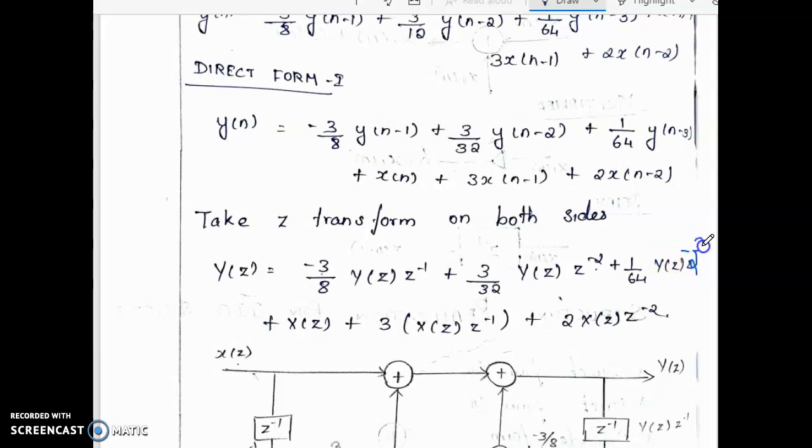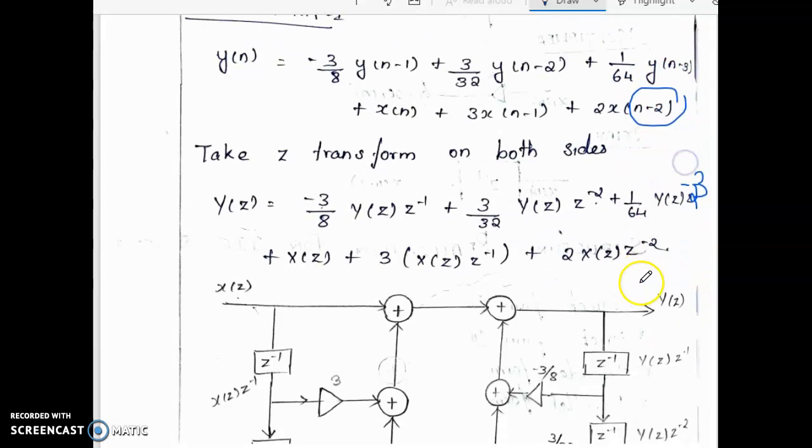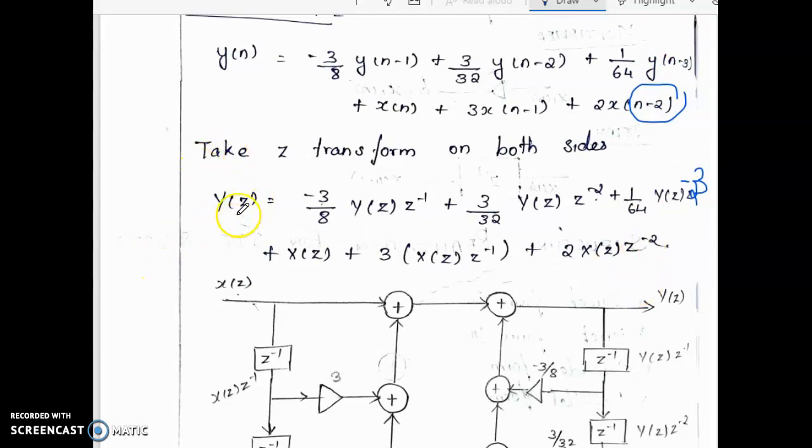Okay, so this is z power minus 3. Then X(z) plus 3 into X(z) z power minus 1. So this is y(n minus 1). Okay, 2 X(z) z power minus 2. Here the delay element will be represented in the function of n minus 2. So now I am going to draw the block diagram for this function.